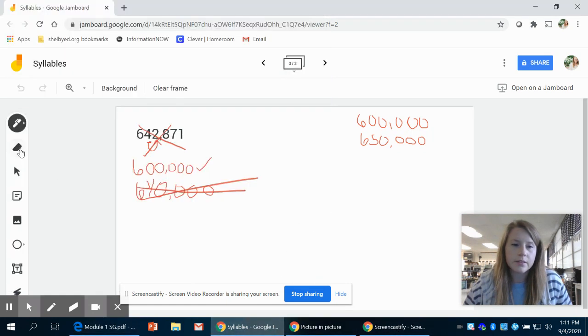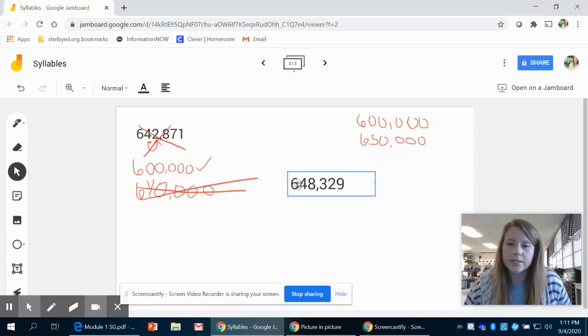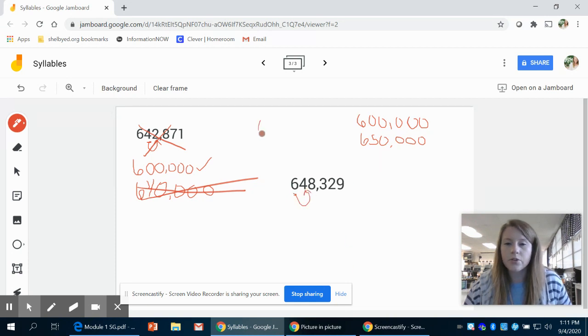648,329. We've got to round to the hundred thousands place to see if it rounds to 600,000, and then round to the 10,000s place to see if it would round to 650,000. So I'm going to go to the 100,000s place, look at the next place, which is a 4. 0 through 4, we round down, and 5 to 9, we round up. So that's a 4, so we are going to round down to 600,000.